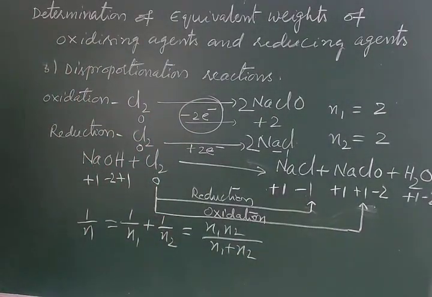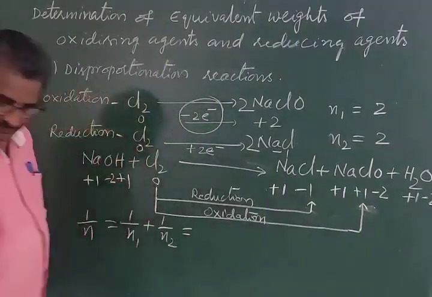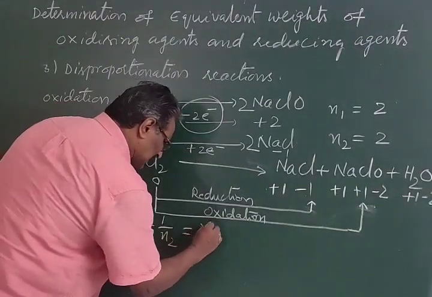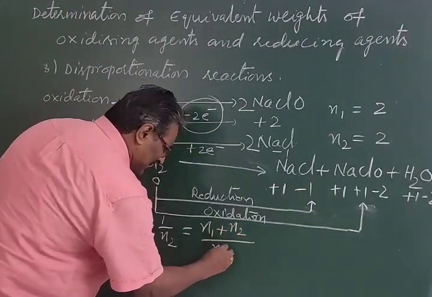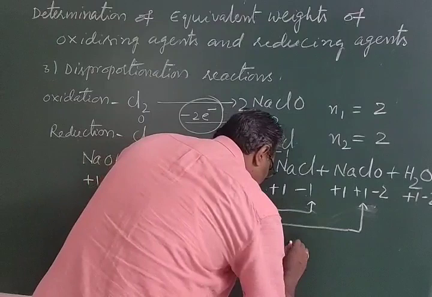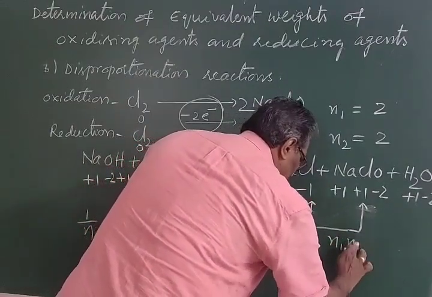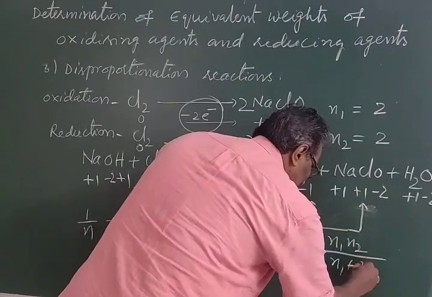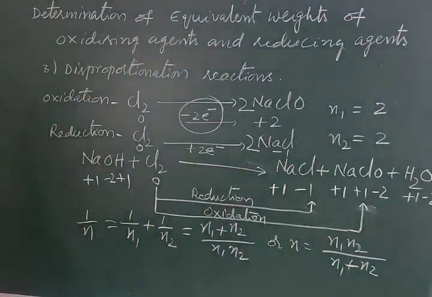N1 into N2 by, no, N1 plus N2 by, that is equal to N1 plus N2 by N1 N2. That is 1 by N. Or N is equal to N1 into N2 by N1 plus N2. N1 into N2 by N1 plus N2 gives the N factor of disproportionation reaction. The N factor of this disproportionation reaction is, what is it?